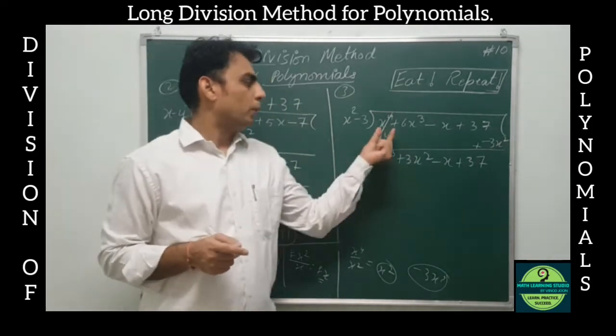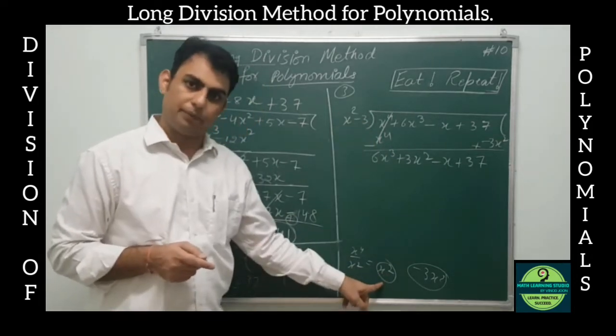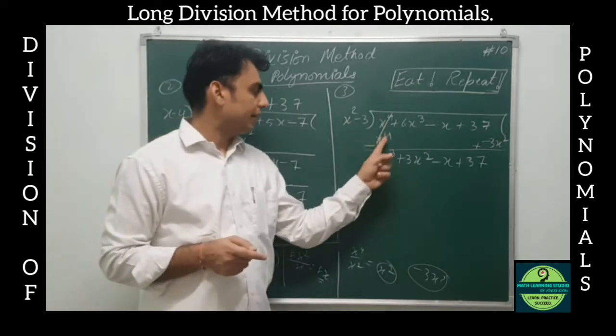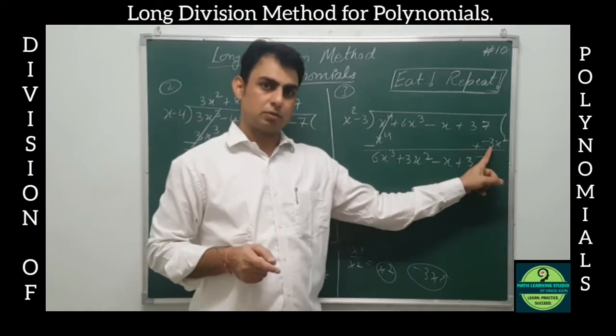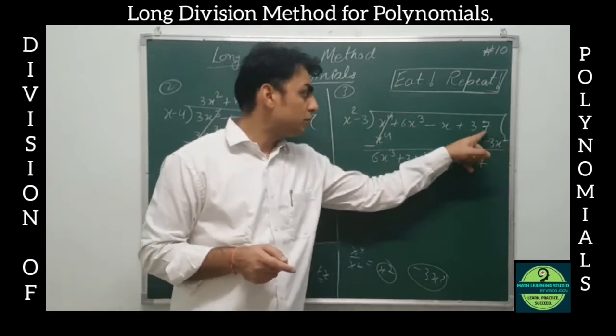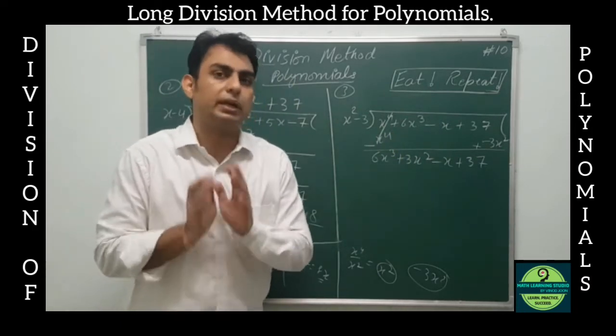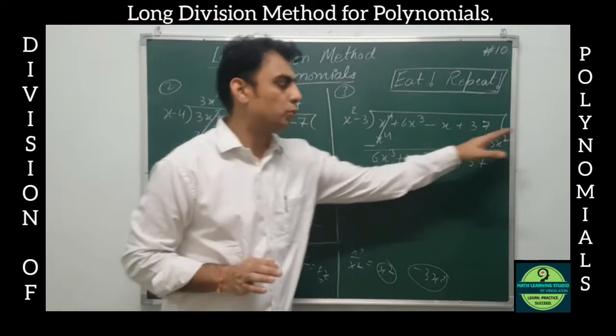What we did, we multiplied this divisor with x square. When we multiplied, we got x power 4 minus 3x square. We have written minus 3x square in the last because there is no other term in this expression with x square as the variable part. So we write it in the last.